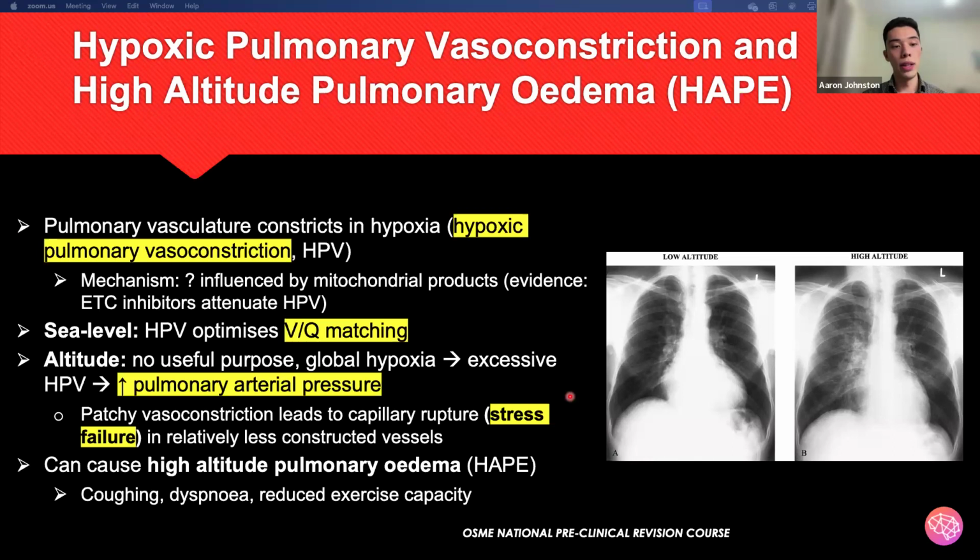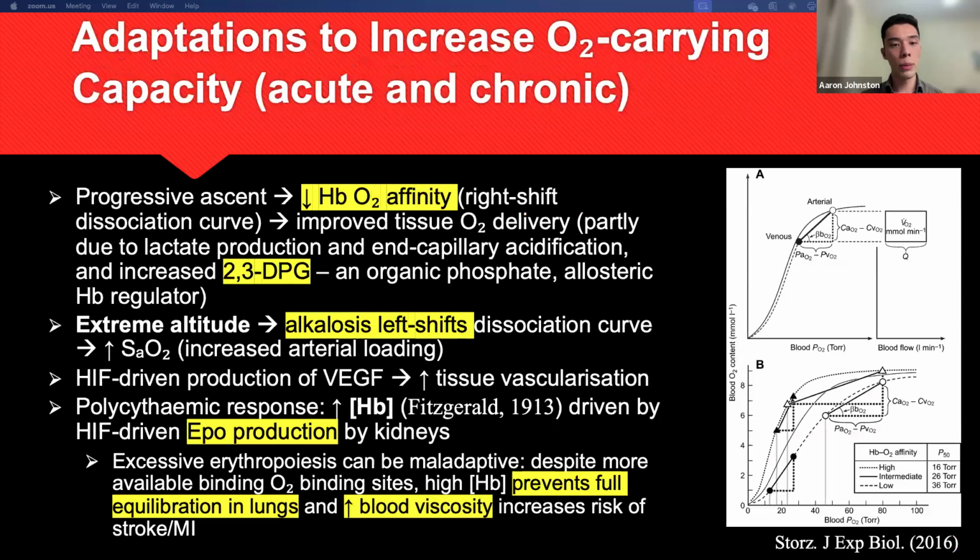At sea level, HPV is useful to us. It helps with VQ matching. For example, if we have an area of the lungs which is not being well ventilated, we can turn off the perfusion to that area by constricting those vessels. So we ensure that we're not delivering blood to areas which are not having any oxygen. At altitude, it doesn't serve a useful purpose. We end up with patchy vasoconstriction, which leads to relative hyperperfusion of some capillaries and stress failure, which can lead to edema due to fluid extravasation, which can present clinically as coughing, difficulty in breathing, and reduced exercise capacity.